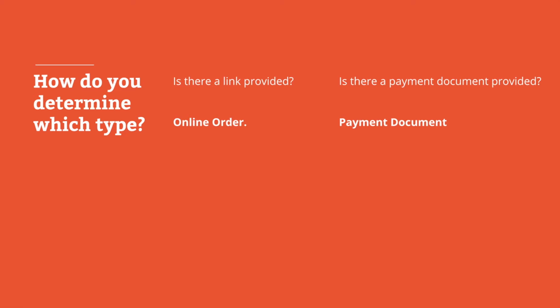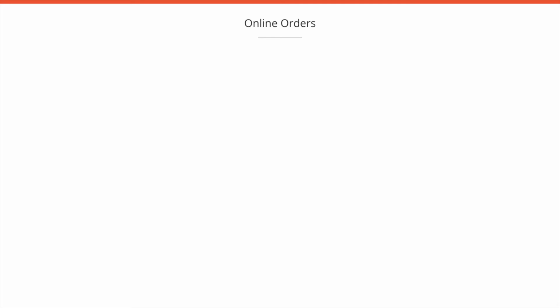Now that you know how to identify each type of special request resource, let's talk about how to screen each one. First up, let's talk about how to screen online order resources. As mentioned before, you'll know it's an online order because the screening site will provide a link for you under the resources section. Online orders are easy to screen because they're just like online shopping.